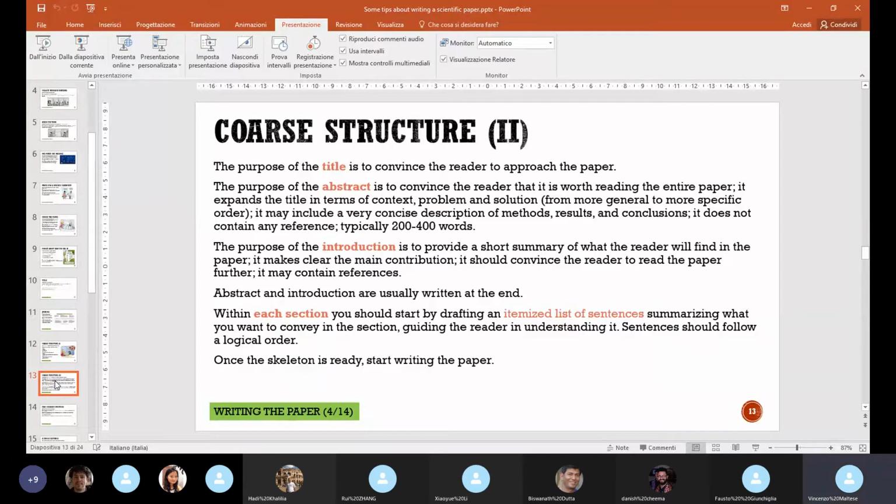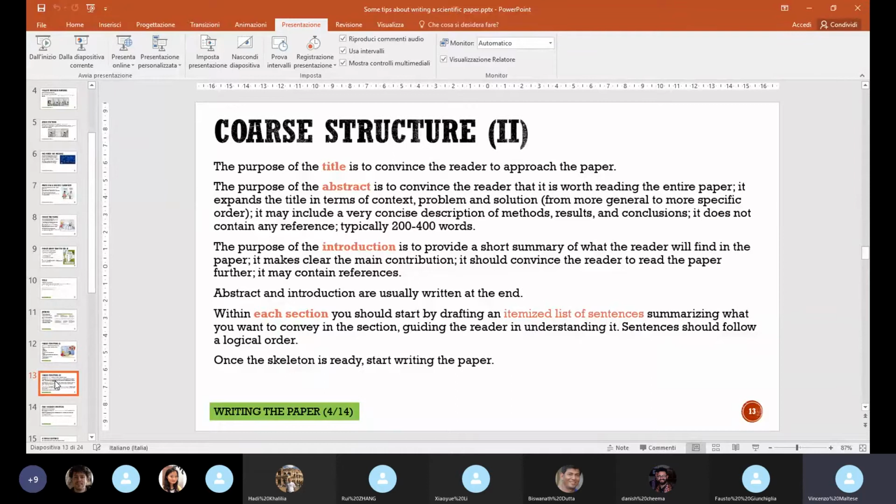Then you have the introduction, whose purpose is again to convince the reader to go further into the rest of the paper, and therefore it may contain some more about the abstract, providing more details about your main contribution, and it can also provide some references about the state of the art or other papers that you wrote on the topic, just to link what you are going to present in the paper with the state of the art in the area.